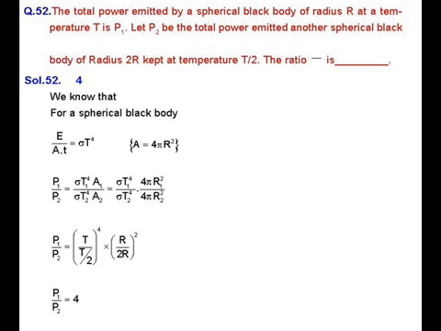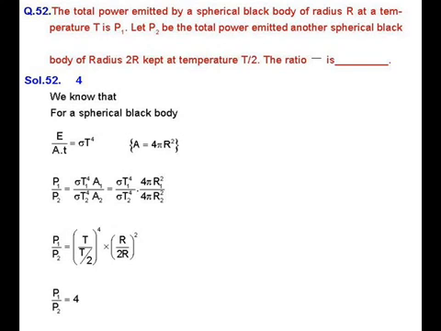NAT question number 52. In this question, the total power emitted by a spherical black body of radius r at temperature capital T is P1, and P2 is the total power emitted by another spherical black body of radius 2r at temperature T by 2. In this question, we have to find out the ratio of power emitted by the first spherical black body to the second spherical black body.